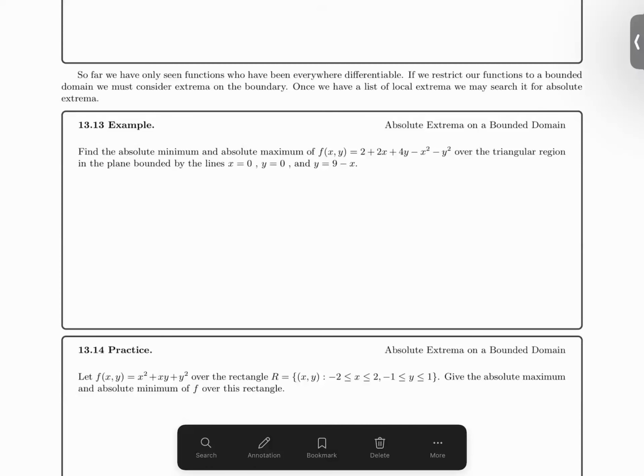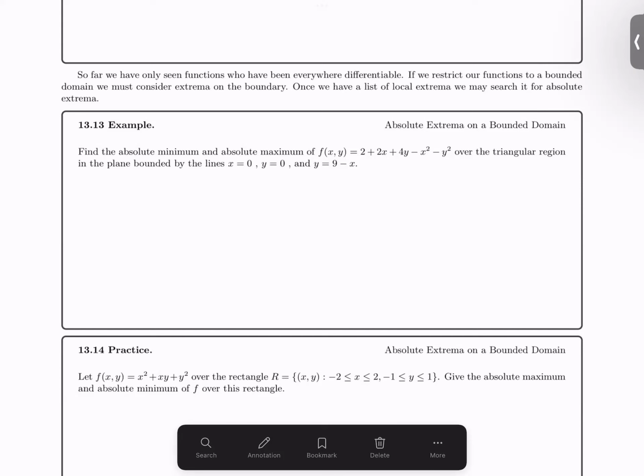Let's work on example 13.13, finding the absolute extrema of a function on a bounded domain. So we need to find points either in the interior of our domain that give us zero partial derivatives or a partial derivative that doesn't exist, or we also need to check our boundary because our partial derivatives don't exist on our boundary either. So let's translate the following information onto a separate sheet.